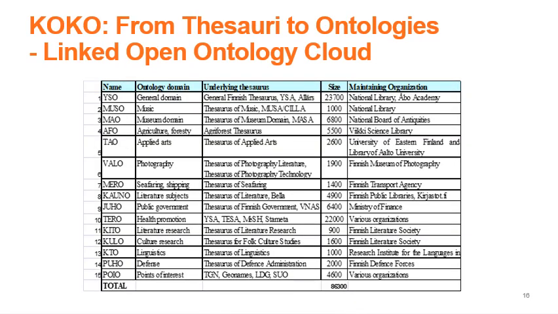In Finland, for example, quite a few general ontologies are in use. We have the USO ontology, the general domain ontology by the National Library that contains more than 20,000 concepts. Then we have an ontology for musical terms, for museum domain terms, for agriculture and forestry, applied arts, photography, seafaring, shipping, literature subjects, public government, health promotion, literature research, culture research, linguistics, defense, and points of interest. So quite a few ontologies, and all of them are more or less interlinked with each other. So from an infrastructural viewpoint, we need some kind of solution for interlinking the different general ontologies with each other.